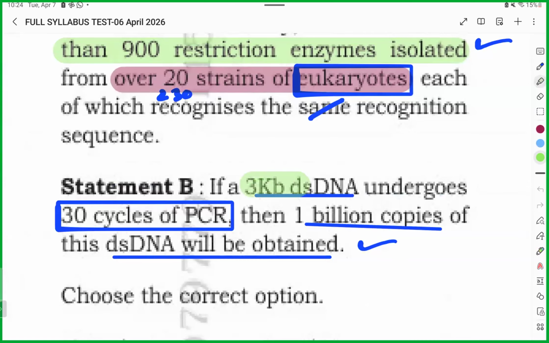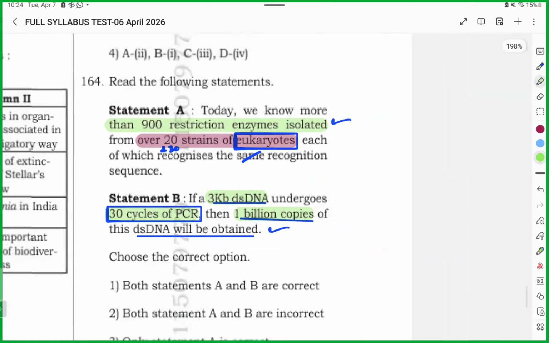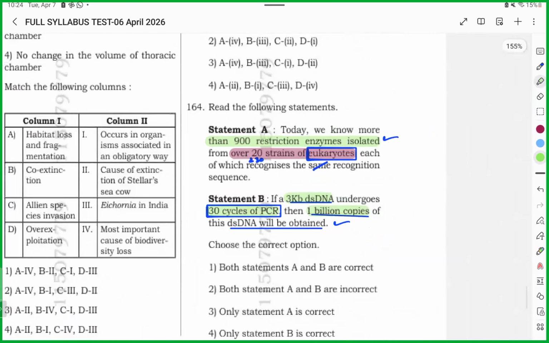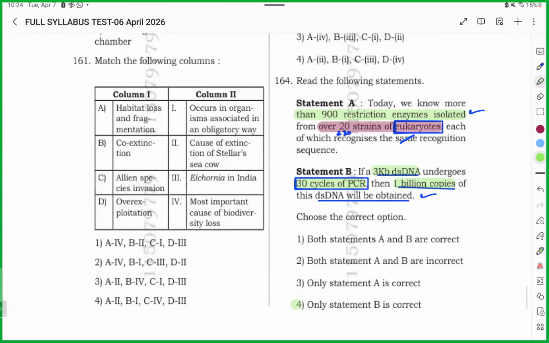So we don't care about the mass of the DNA. DNA will undergo 30 cycles, will make 1 billion copies. Yes, sir. So the second statement is correct. First statement is wrong.